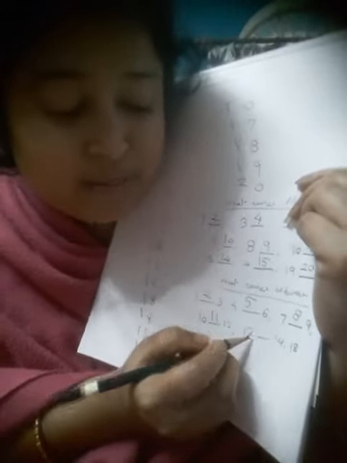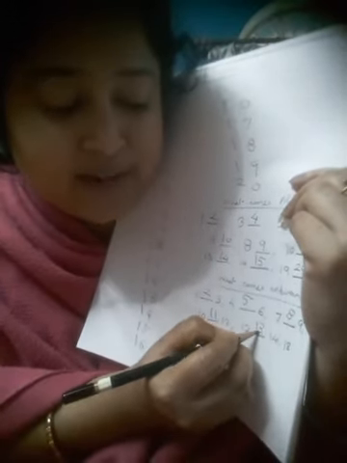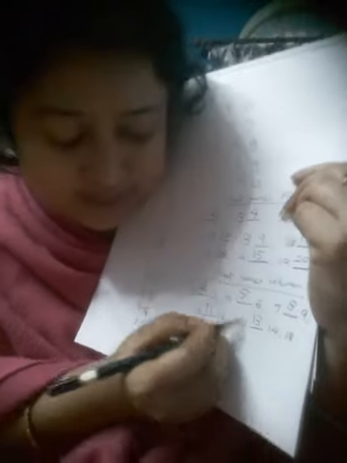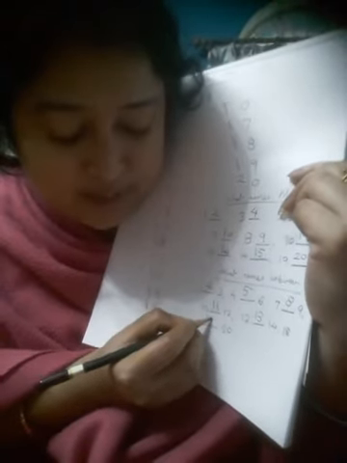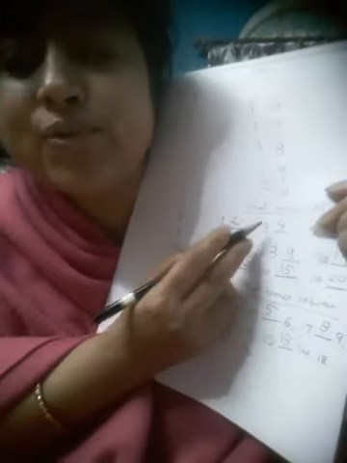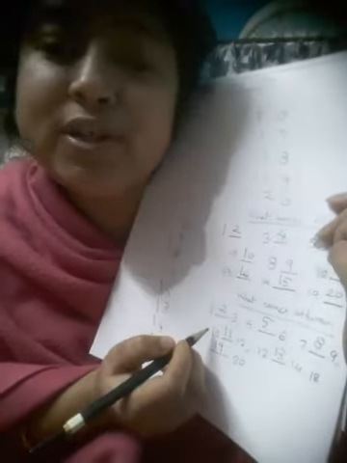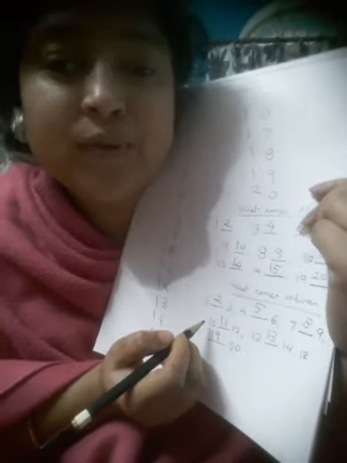12, 1 2, 12, and what will be the next number? 13. What is this? 1, 8, 18, and what will be placed here? 19, and then 2, 0, 20. So in that way your after number and between number will be done. Okay, hope you all have understood well.